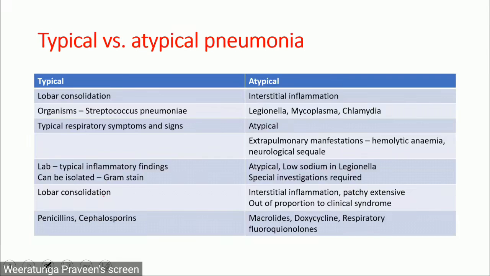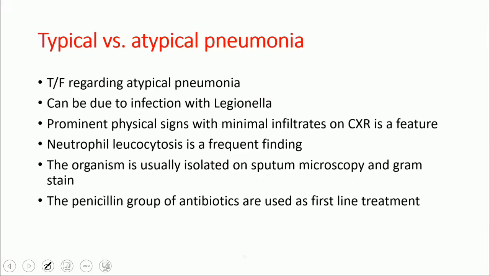Of course, the organisms are different as well, right? Typical pneumonia is mostly Strep pneumoniae driven. Whereas in atypical pneumonia, you hear organisms like Legionella, Mycoplasma, Chlamydia. Right. So true or false, atypical pneumonia can be due to infection with Legionella? That is true. Also Mycoplasma, Chlamydia, all of these can cause atypical pneumonia.